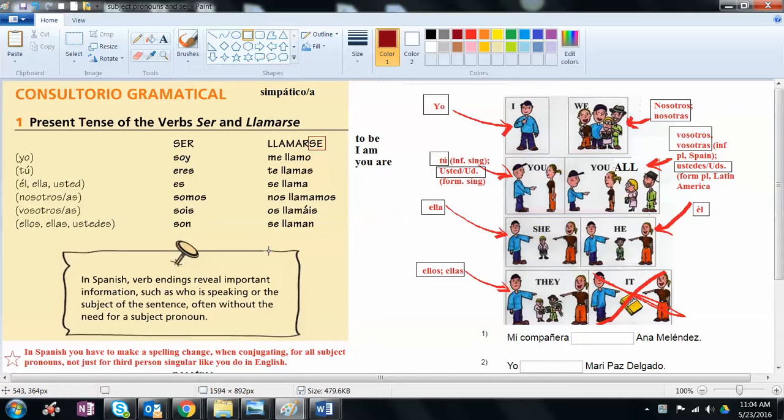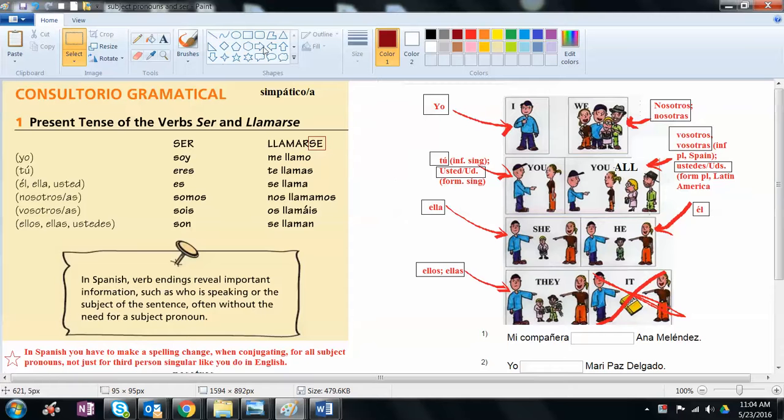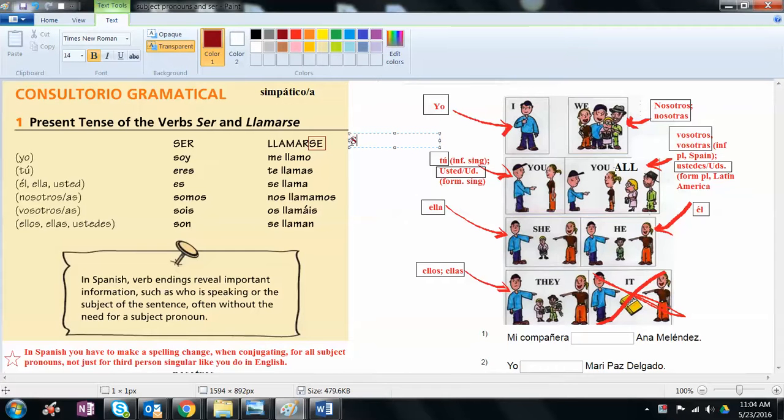You can use both of these verbs to tell your name. So I could say, for example, I could say both. Soy Jennifer Ray. If I spell my name right. I'm Jennifer Ray. Or I can say, me llamo Jennifer Ray. Okay. And so the first one means I am Jennifer Ray. The second one says I call myself Jennifer Ray.